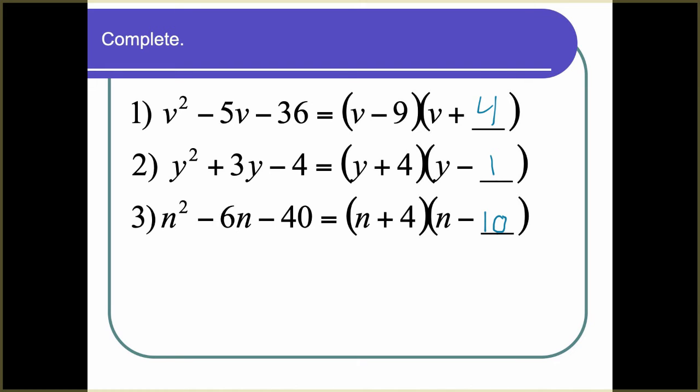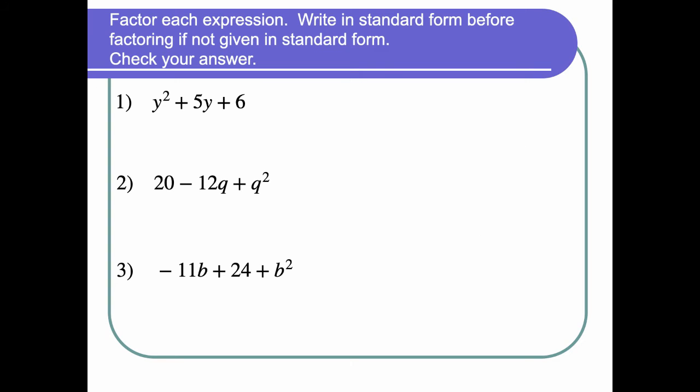Because negative 10 times 4 is negative 40. Negative 10 plus 4 is negative 6. And that multiplies to c, adds to b. Now let's actually do some factoring from scratch.